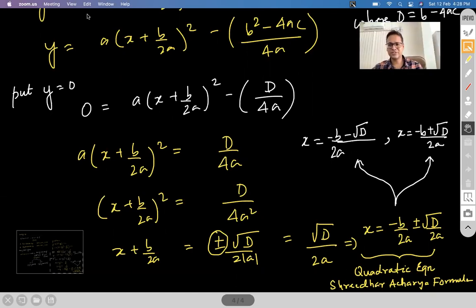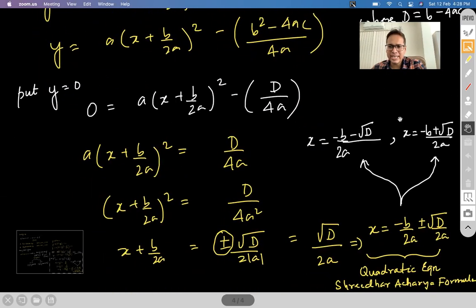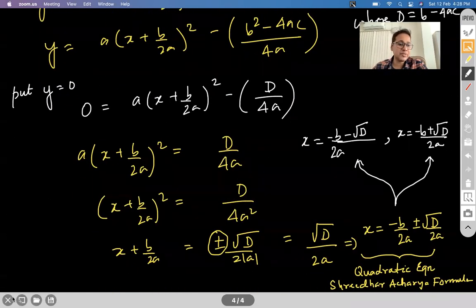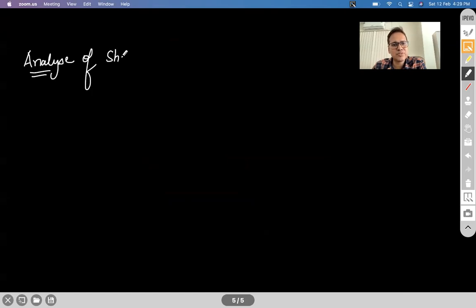Yeah, sorry, a lot of drilling noise was coming in. Now, here I would like to connect this with the vertex of the parabola. So how is the vertex of the parabola very important? But before I proceed towards that, let's analyze this formula. Let's analyze the quadratic equation formula. Analysis of Sridhar Acharya formula.